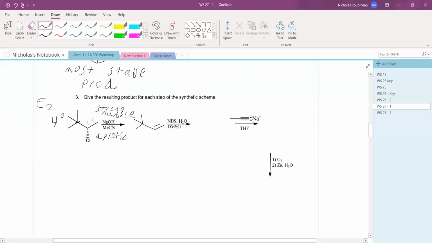Okay, what about this next reaction? What does that do? We have NBS and water. We're going to add a bromine and water. We're adding hydroxide as one of the things, but also bromine. So NBS is just a source of Br2.